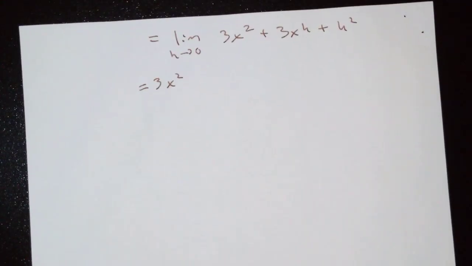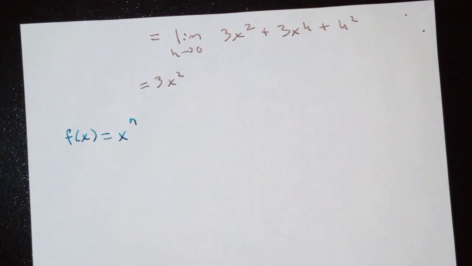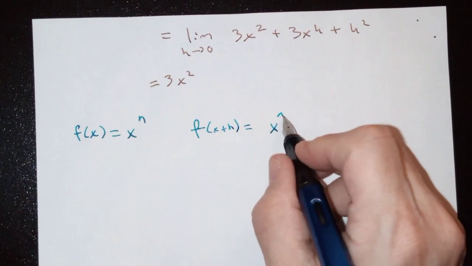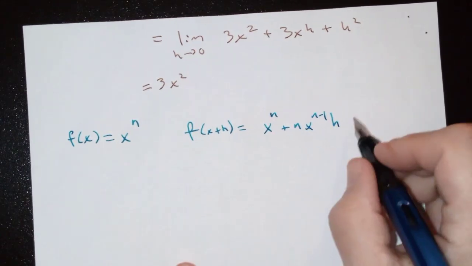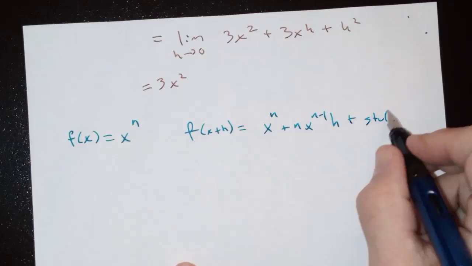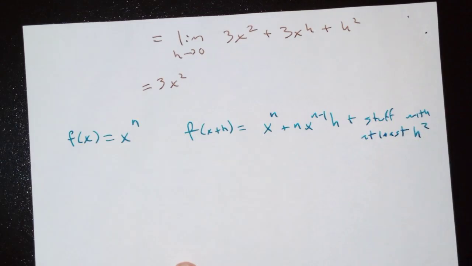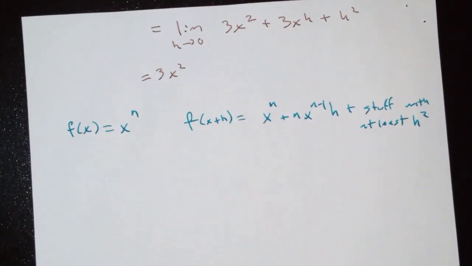If I were to do this in general, then I would write x to the n, then n x to the n minus 1 h, and then stuff with at least h squared. Everything else has at least two h's in it. 3 or 4 or 5, but at least two of them, right? So let's think about doing our derivative.